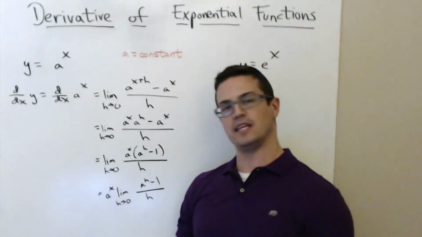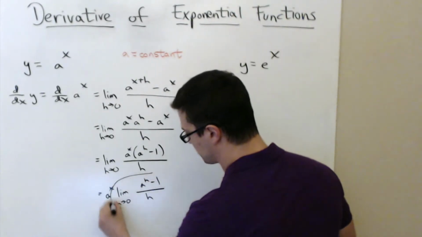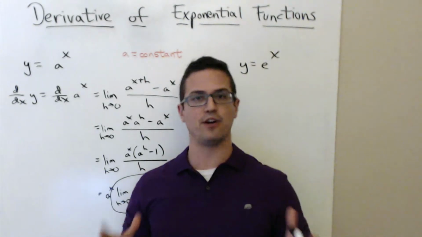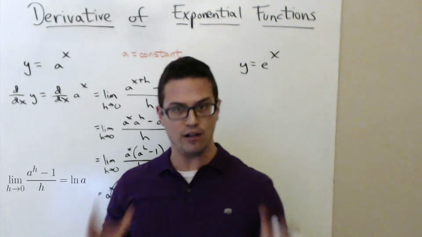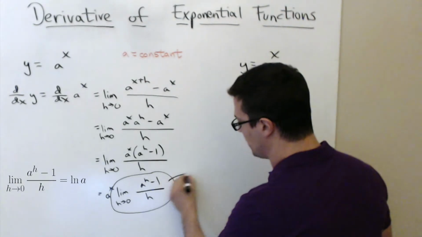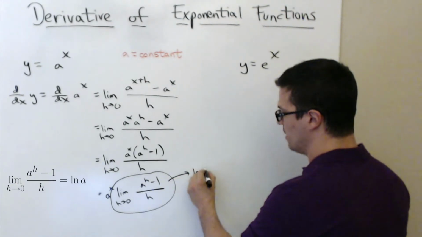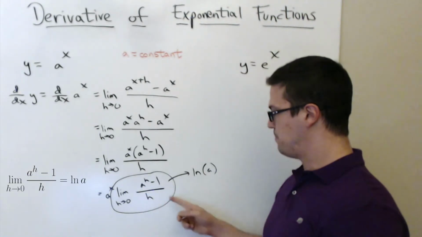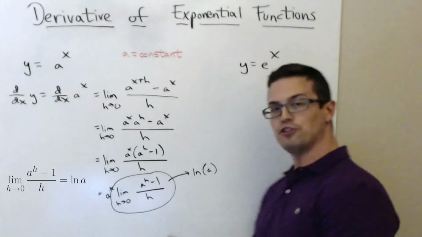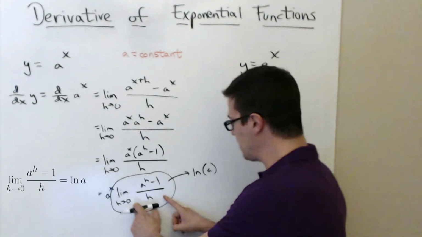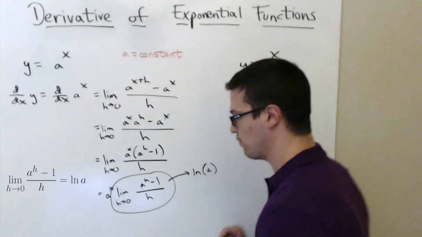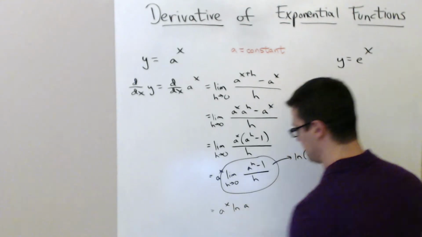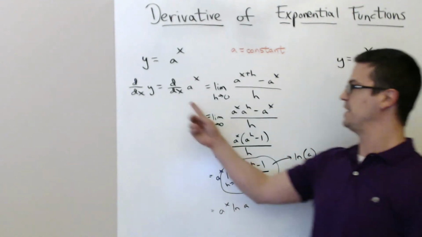Now the reason why we did that is because this is a special limit right here. This limit actually defines a certain function that you've probably already used in either pre-calculus or maybe algebra 2. This right here is actually equal to the ln, the natural log of a. So this constant right here, the natural log of a, is based on this limit. So instead of having this big limit, we can just substitute ln a in for all this, and you end up with a to the x ln a. This ends up being the derivative of a to the x.